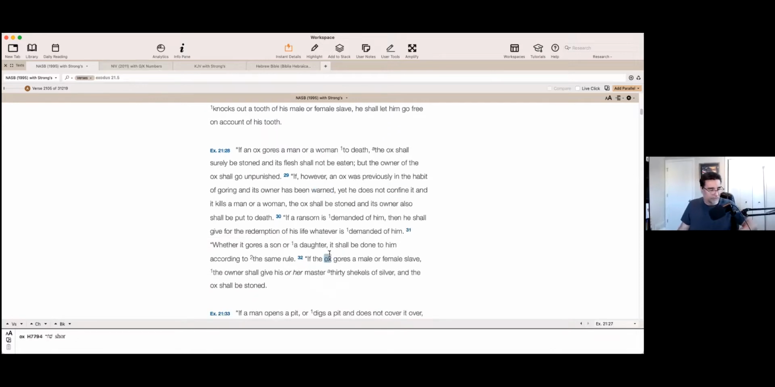If an ox gores a man or woman to death, the ox shall surely be stoned and its flesh shall not be eaten, but the owner of the ox shall go unpunished. If, however, an ox was previously in the habit of goring and its owner has been warned, yet he does not confine it, and it kills a man or a woman, the ox shall be stoned and its owner also shall be put to death.